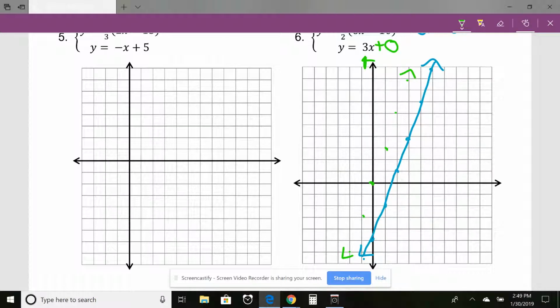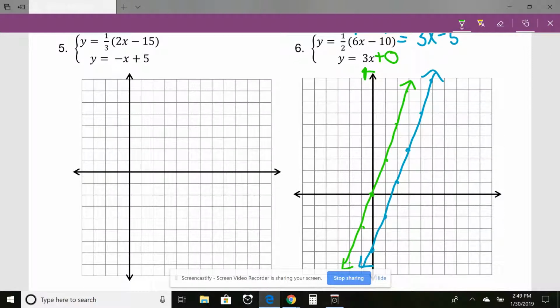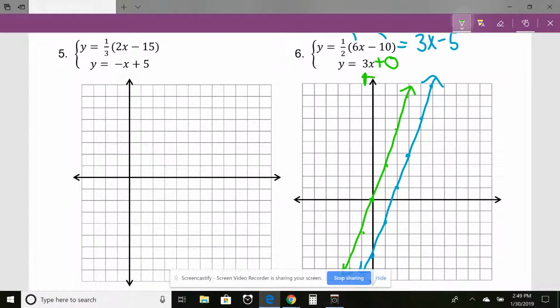Now, if you notice with these two lines, they never intersect. Reason being they never intersect is because they have the same slope. So if you have two lines with the same slope but different intercepts, they are never going to intersect. And when they never intersect, there is no solution. Okay, since they will never intersect, this gap will always be there.